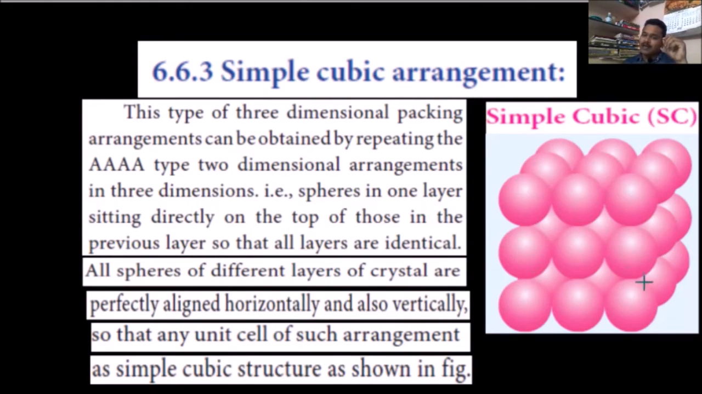Only the first layer you are concerned with, you observe that all the spheres are there. The second layer spheres are exactly above the first layer spheres, and the third layer spheres you are observing are exactly above the second layer spheres. So this is a layer, and after that also the same layer only, and after that also the same layer only.